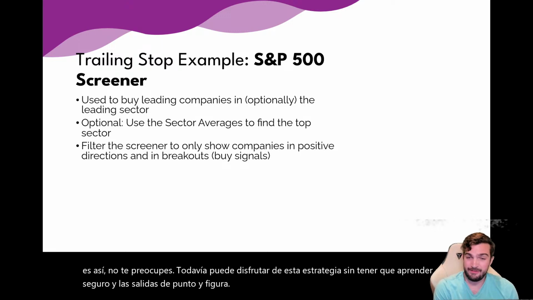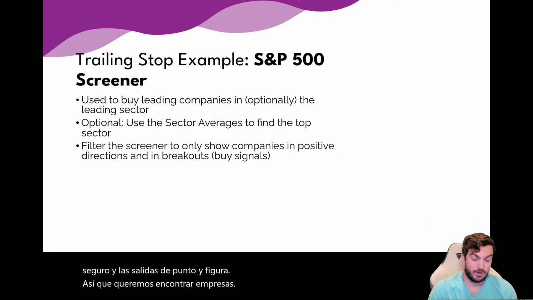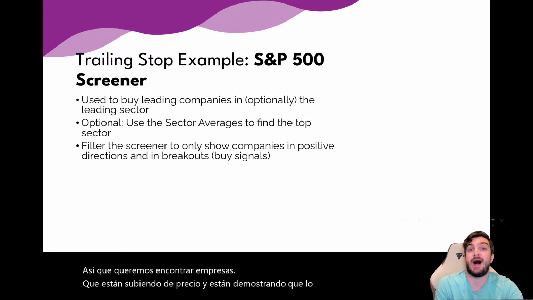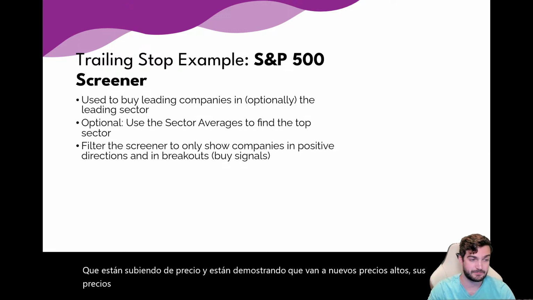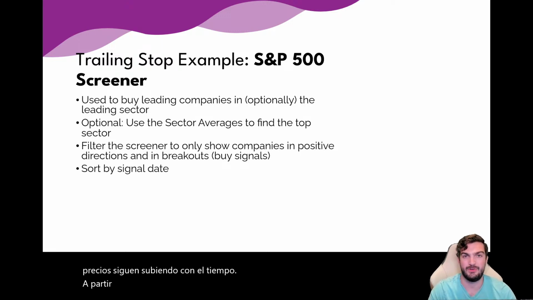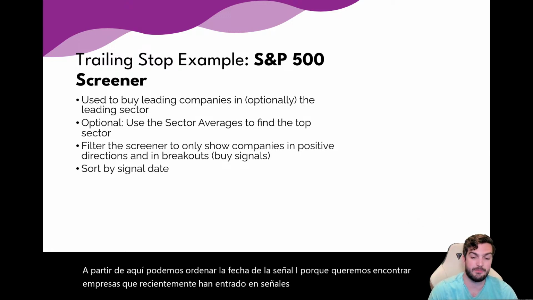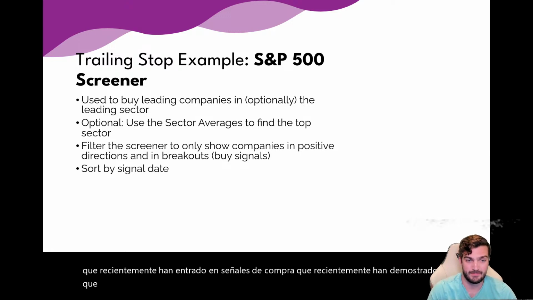So we want to find companies who are going up in price and are showing that they are going to new high prices. Their price is continuing to go up over time. From here, we can sort by signal date because we want to find companies that have recently gone on buy signals, recently shown that they are breaking those trends.